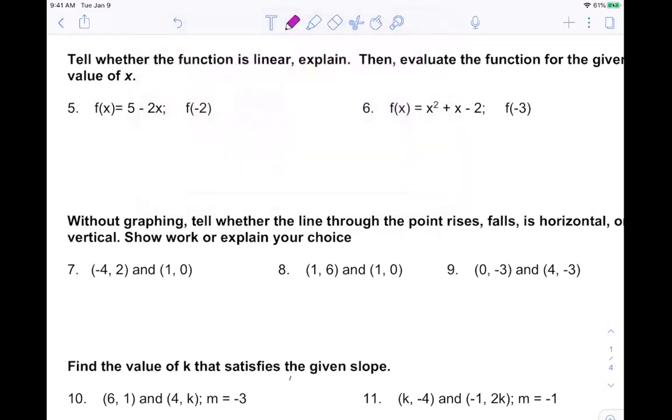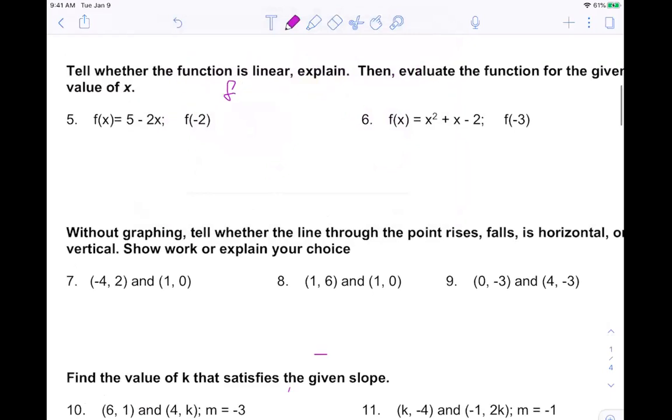Would it be in like mx plus b form? Exactly, yeah. So if we have a linear function, f of x equals mx plus b. Remember, once we say something is a function, then we write it in a certain form. So it's a function f of x when it's in mx plus b form.